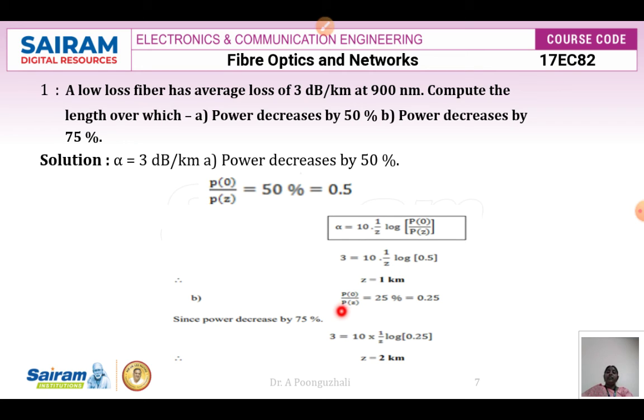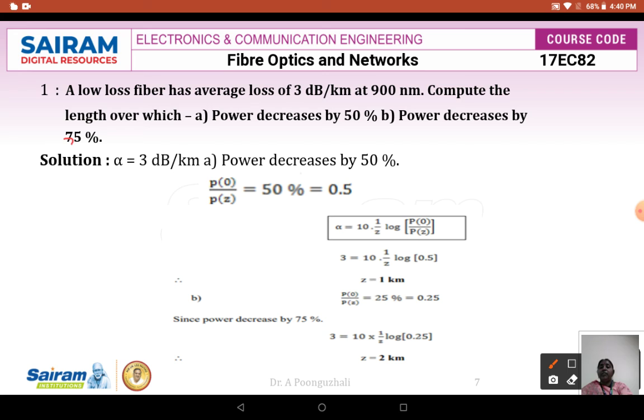Next, the power decreases by 25%. In this case, P of Z by P of 0 is 25%, that is 0.25. Since the power decreases by 25%, you write 3 equals 10 into 1 by Z log of 1 by 0.25. So we find that the length of the fiber is going to be 2 kilometers.